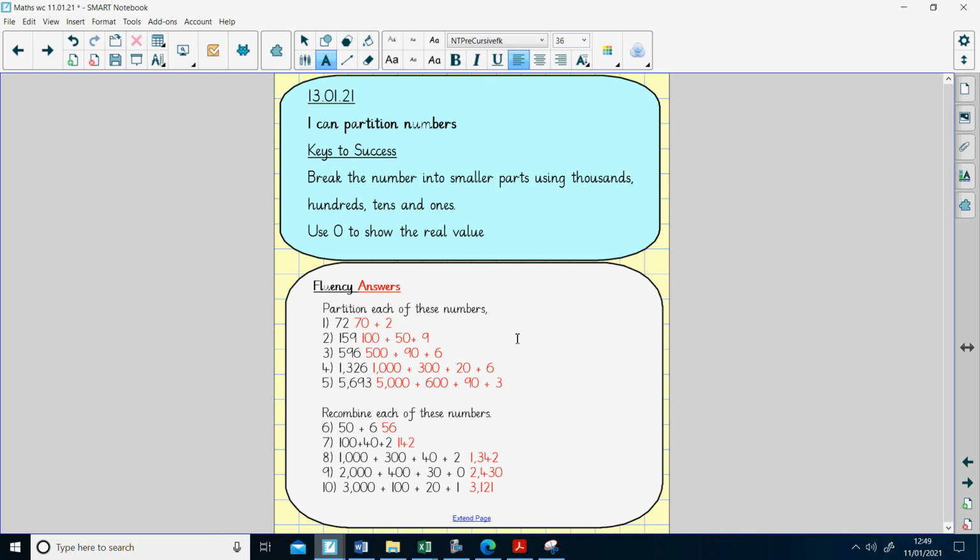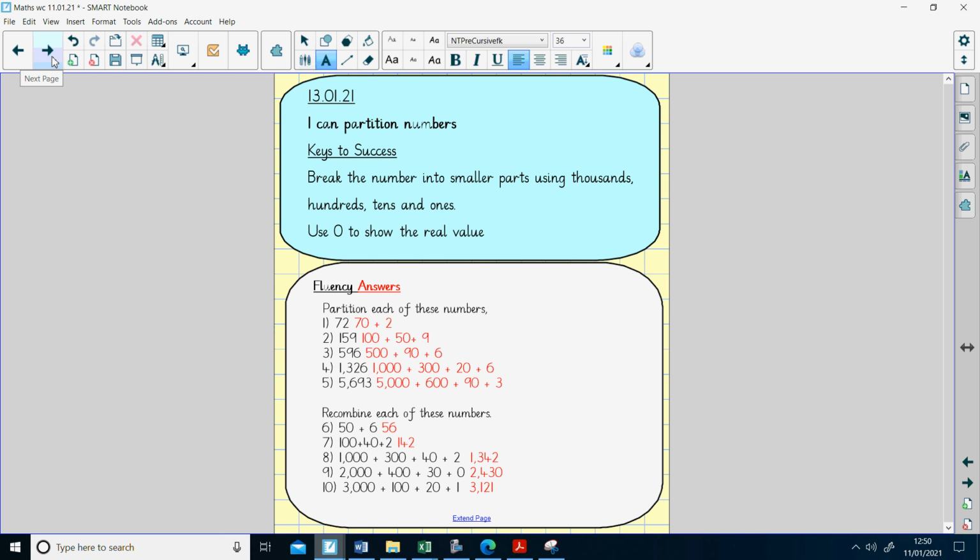If we're recombining, it means we're putting the numbers back together. So 50 and 6 would become 56. 140 and 2 would become 142. 1342 would become 1342. 2430 and 0 would be 2430. And then finally, 3000 add 100 add 20 add 1 would give you 3121. See how you got on with those, Year 4. Give yourself a tick for each one you got right. If you need to rewind the video and practice again, then you can.